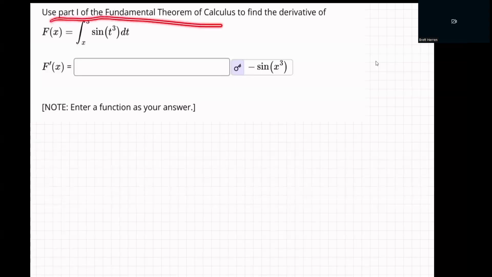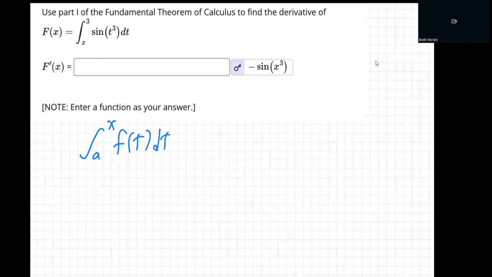Use part one of the fundamental theorem of calculus to find the derivative of that function. So what is that? Well, the fundamental theorem of calculus says that if you take the integral from anything to x of any function f of t dt, and then you take the derivative of it, the derivative will cancel the integral. It also cancels that dt in the back. That's all part of it. And then you just plug in that x. So it'll equal f of x.